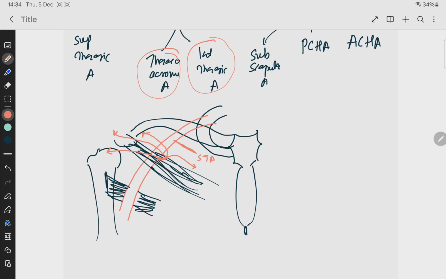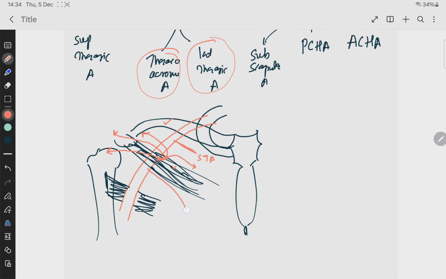It pierces the clavipectoral fascia, which lies between the clavicle and the upper border of the pectoralis minor. So it pierces the clavipectoral fascia. The clavicular branch goes to the lateral end of the clavicle, the deltoid branch goes towards the deltoid, the acromial branch goes towards the acromial process, and the pectoral branch goes to the downside. So that is the second artery.